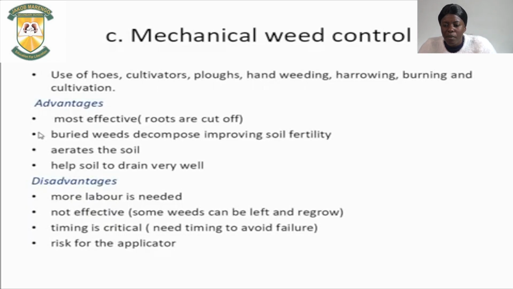We also have the mechanical weed control. Under the mechanical weed control, we are having the use of cultivators, plows, hand weeding, harrowing, burning, and cultivation. Let us now look at the advantages of mechanical weed control. The first advantage is that it is most effective in the sense that the roots are cut off. Therefore, the weed is being destroyed completely.